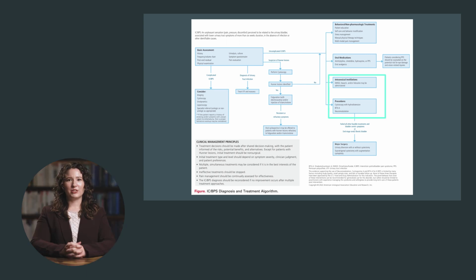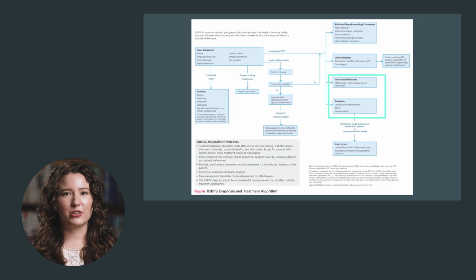More invasive approaches require a higher level of care and include intravesical instillations of DMSO, heparin, and/or lidocaine, cystoscopy with hydrodistension, intradetrusor Botox A, and neuromodulation. If all treatments fail, major surgery is considered. Botox A is recommended if treatments have not provided adequate improvement.